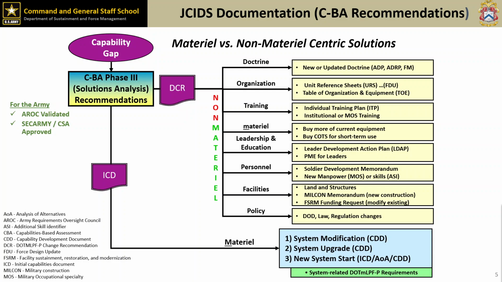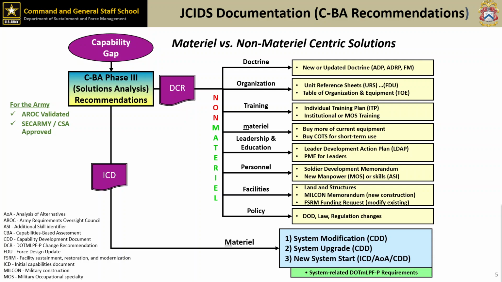There's two primary documents that come out of this. The first is the DCR. It's a DOTMLPF change recommendation. It's often referred to as a non-material change. As you can see in some of the examples, and we talked about in F101, it's rare that we're talking about a single change or a change in a single domain. Normally it's a combination of things that have to go together to close a gap, right? You'll notice that material is included there.